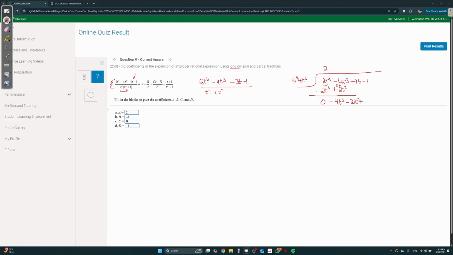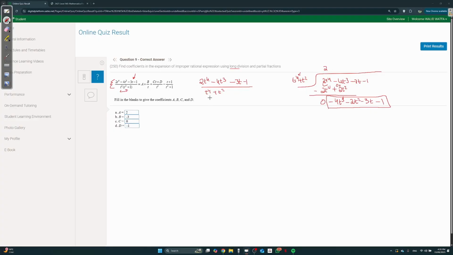Minus 3t, there's nothing here, so minus 3t minus 1. Okay, so you get this. Now, what do you multiply t to the 4 by to get to 4t cubed? Nothing, right? So that means you can't divide anymore, because the power here is 4, the power here is 3. If the power here is less, you can't continue dividing. So this is your remainder.